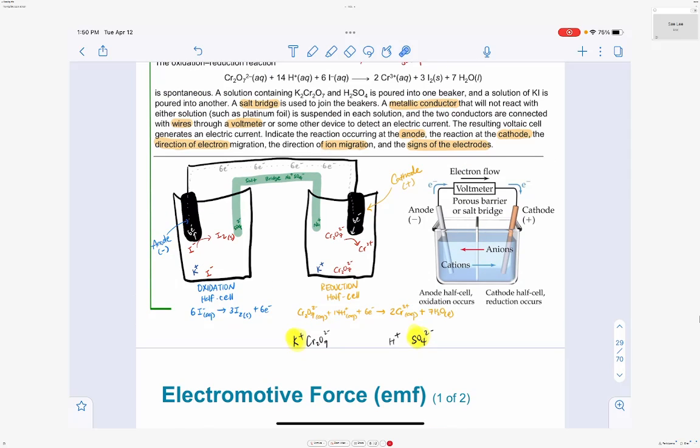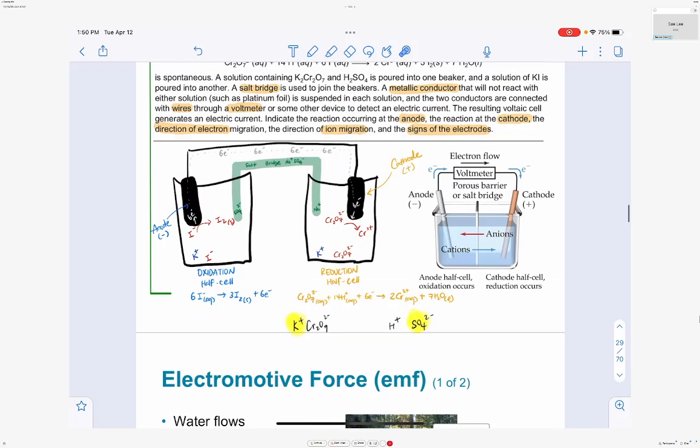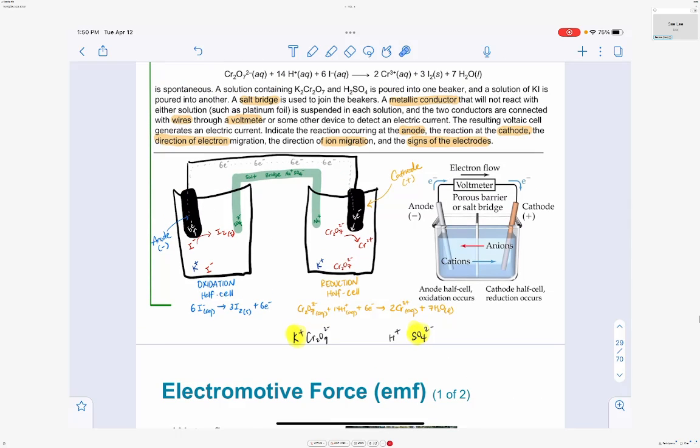So that's that for the voltaic cell. Did I explain everything? Reaction at the anode, reaction at the cathode, direction of the electron migration. Electrons will migrate from anode to cathode.